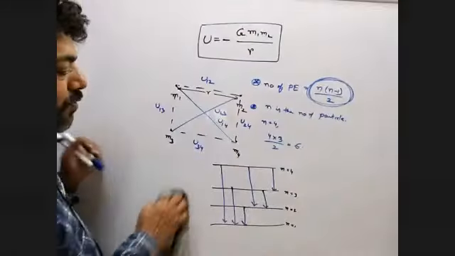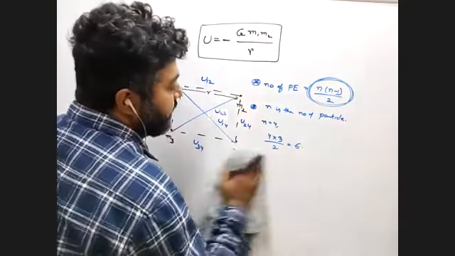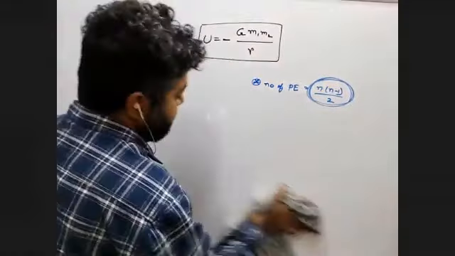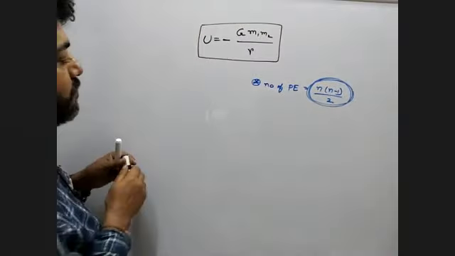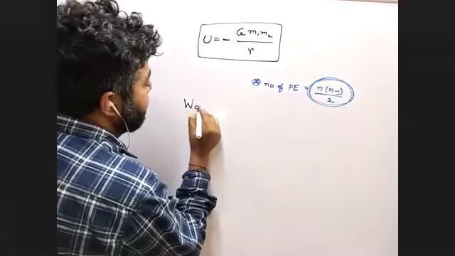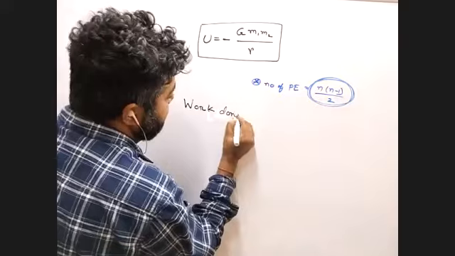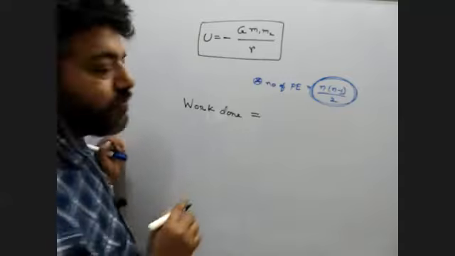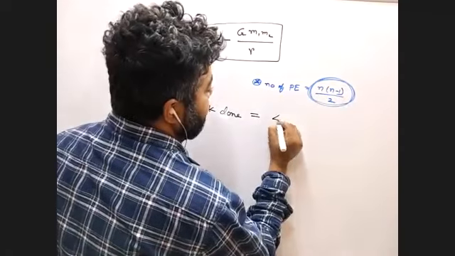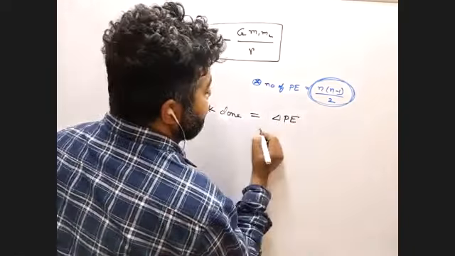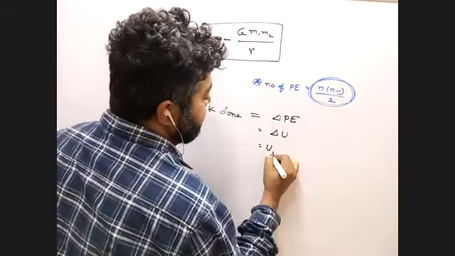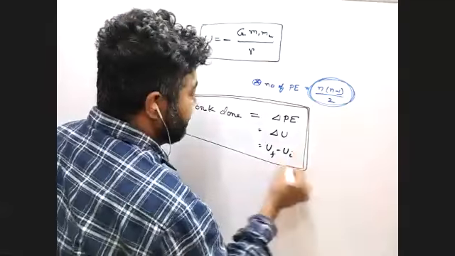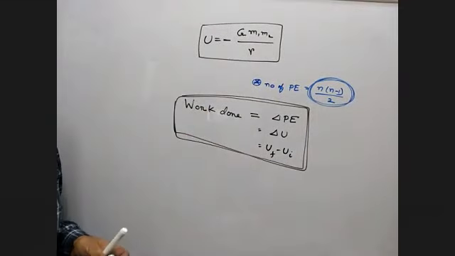Now one more very important thing: if we want to find out the work done, this work done is equal to the change in potential energy. Change in potential energy means change in U, that means U final minus U initial. This is a key point which is very, very important.